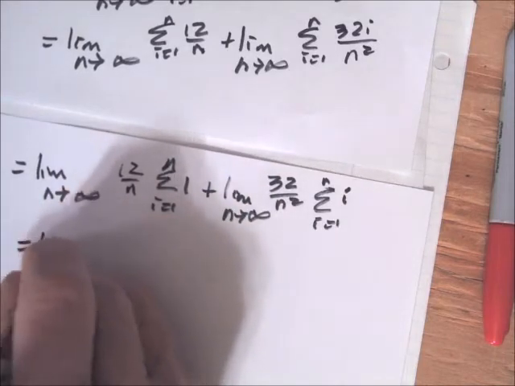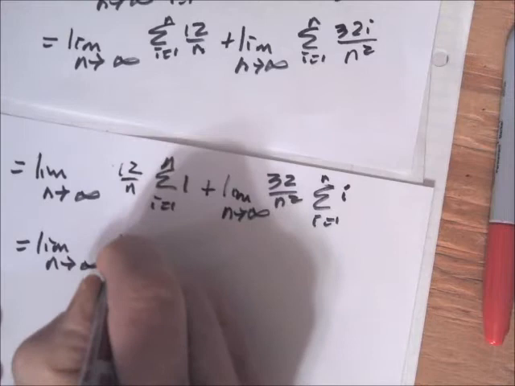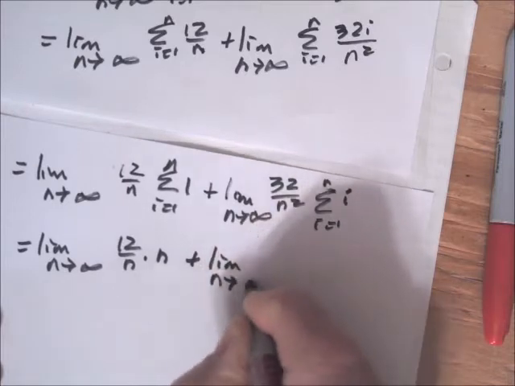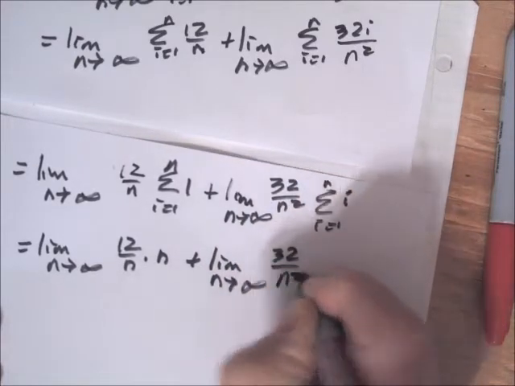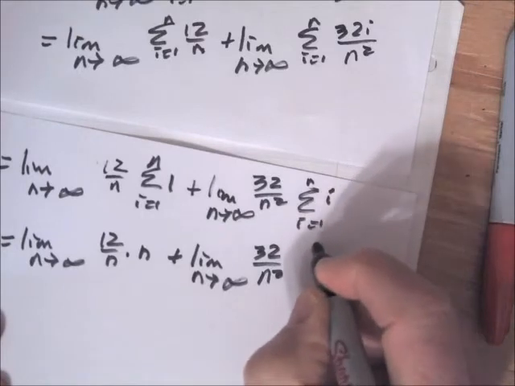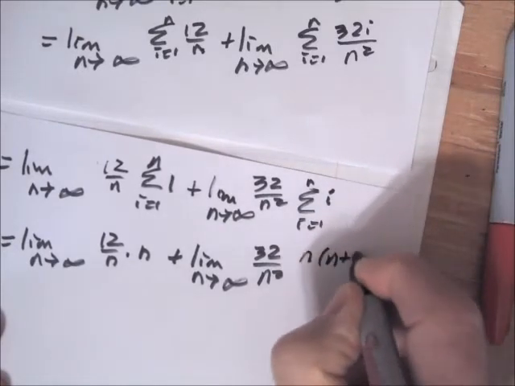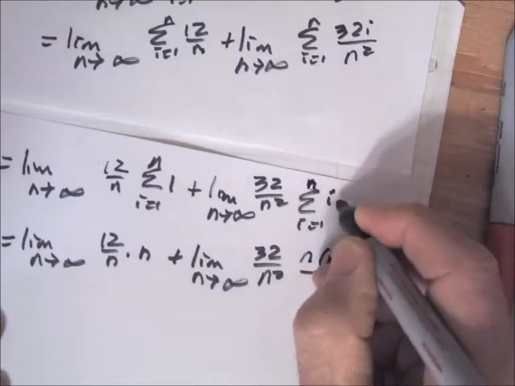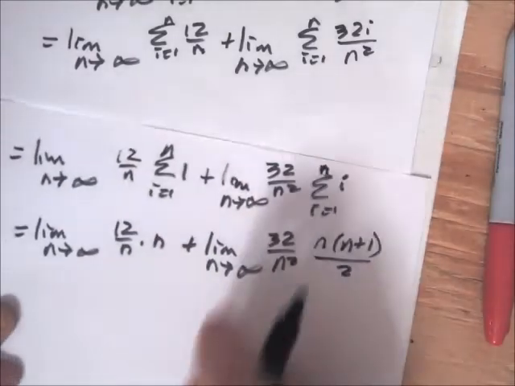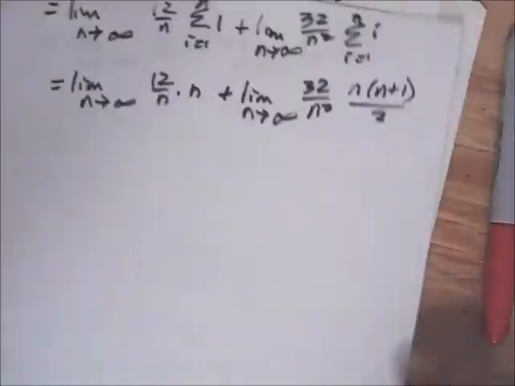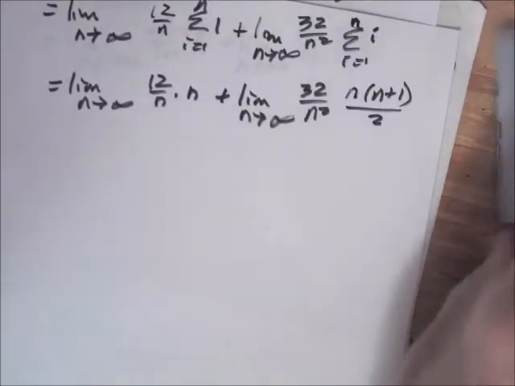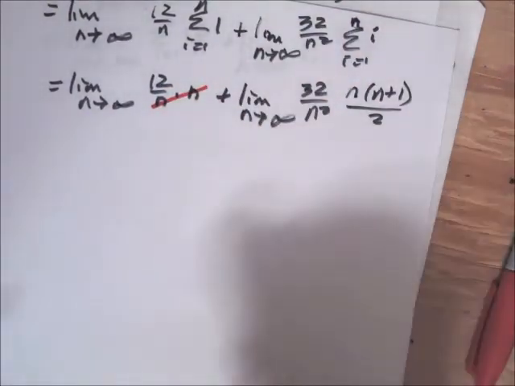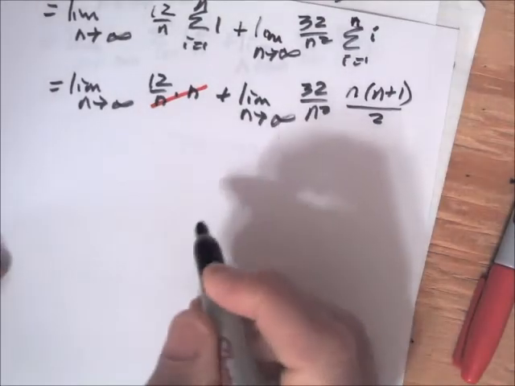So I have the limit as n goes to infinity of 12 over n times n, plus the limit as n goes to infinity of 32 over n squared. And then here we can use the shortcut formula. That's going to be n times n plus 1 over 2. That's the shortcut formula for the summation of i equals 1 to n of i. So the n's will cancel. Here the n's will cancel, and 2 into 32 goes 16 times.